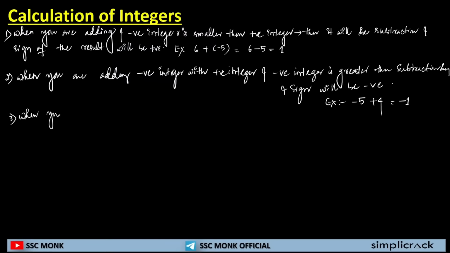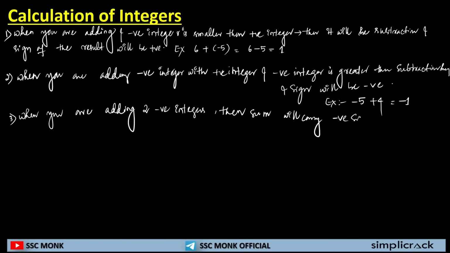Now third, when you are adding two negative integers, the sum will carry a negative sign. For an example, minus 5 plus minus 4 is equal to minus (5 plus 4), 9, minus sign. Clear? Sorted? Got the idea?